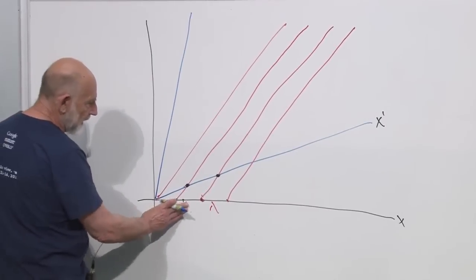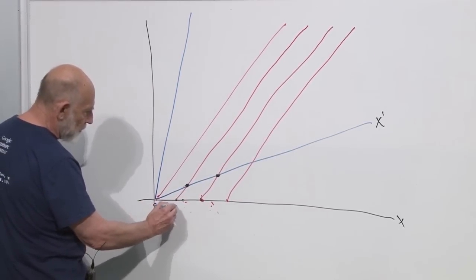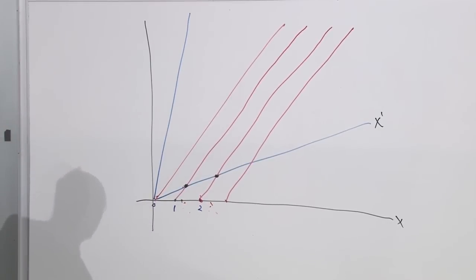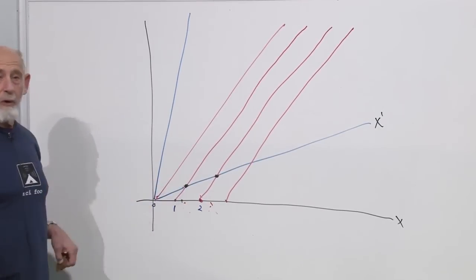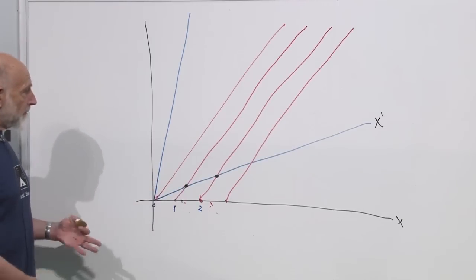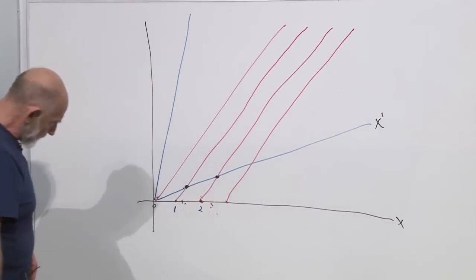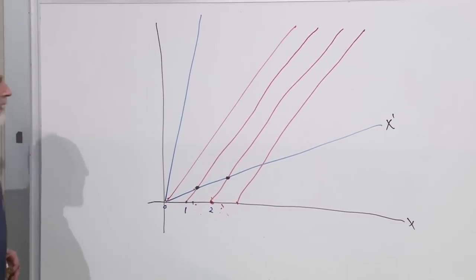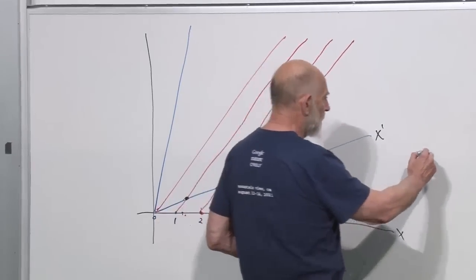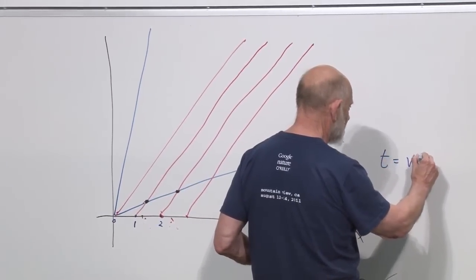Let's make this wavelength 1 just to simplify. So this is 0, this is 1, this is 2, and so forth. All right, now I would like to locate what this point is. It's clearly important for me to locate where that point is. This point is x prime equals 0. That's the same as, which is it? t equals vx. Do you remember that?